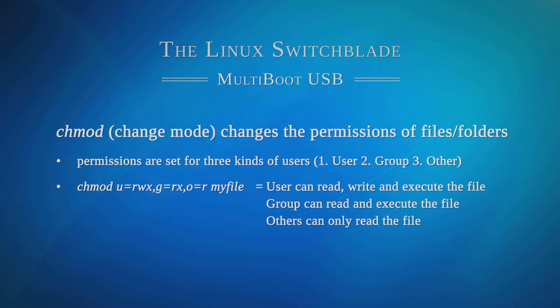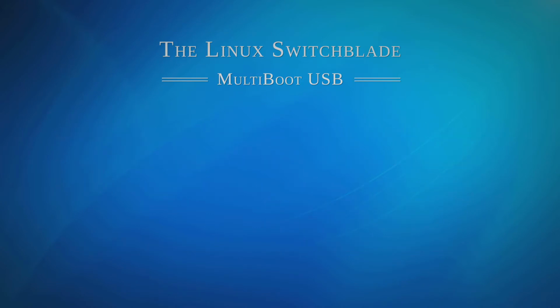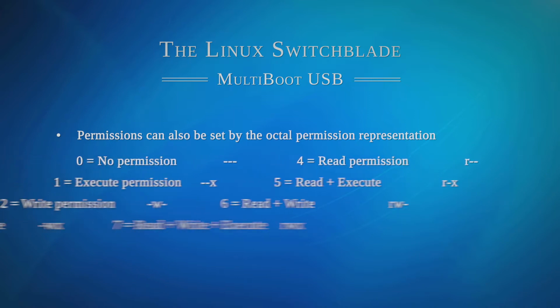Once the chmod command has been executed, you can check that the file permissions have been changed correctly by listing the files with their permissions through the ls -lha command. Instead of the letters r, w, and x, file permissions can be set by the octal permission representation. Permissions are expressed through numbers ranging from 0 to 7 according to this chart.